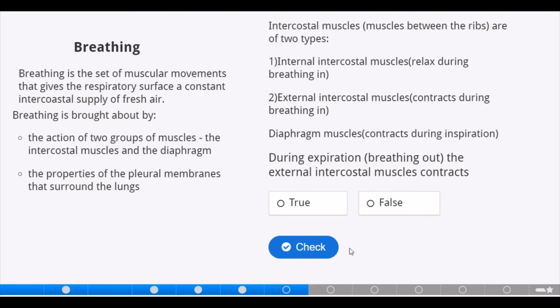The intercostal muscles are muscles between the ribs, and they are of two types. Like I earlier mentioned, the internal intercostal muscles partake in respiration by relaxing during breathing in, while the external intercostal muscles contract during breathing in. The diaphragm, on its part, contracts during inspiration, which is also breathing in. During expiration, that is breathing out, the external intercostal muscles contract. This is a question, and the answer is false because we have stated that the external intercostal muscles contract when breathing in and not when breathing out.